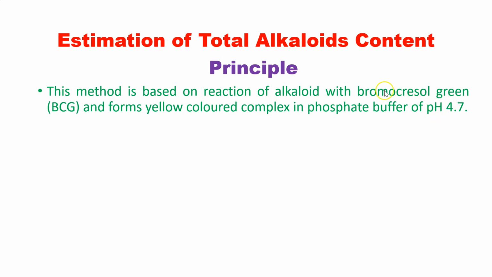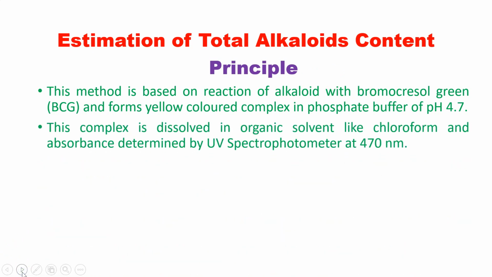At that instant, the complex between bromocresol and alkaloid is formed, and later on the complex which has been formed is dissolved in an organic solvent like chloroform. So in the procedure we will have a chloroform solvent, and the complex will be extracted using a separating funnel. After that we need to determine the absorbance by UV spectrophotometer, and the lambda max utilized for this purpose is 470 nanometers.